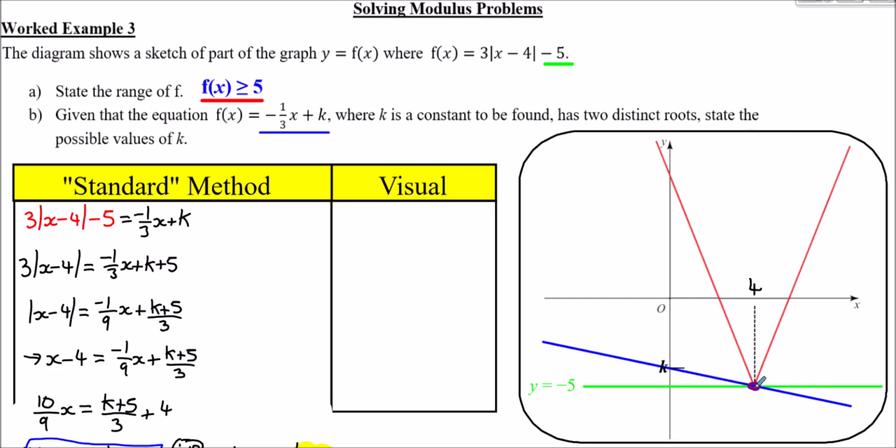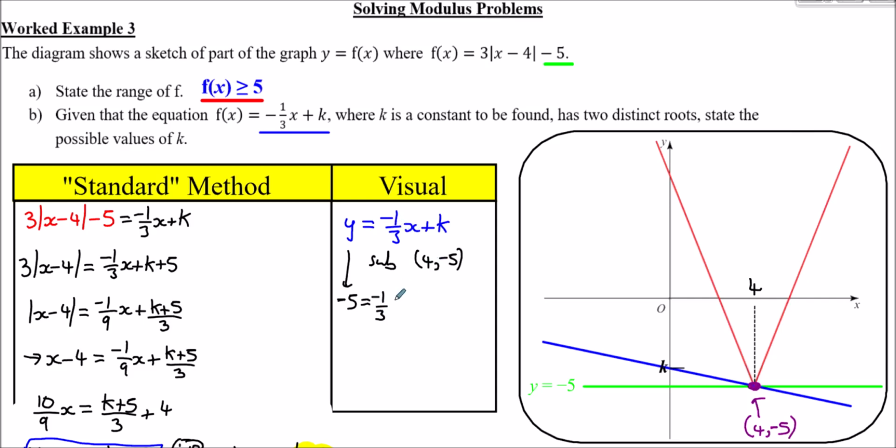So I know this point here is 4, minus 5. So I can actually use some GCSE straight line geometry here. So if I think about y equals minus a third of an x plus k, but at the crucial point of k, this blue line is going to go through the point 4, minus 5. So now I can sub in 4, minus 5. In other words, when y is minus 5, at the critical value of k, x is 4.